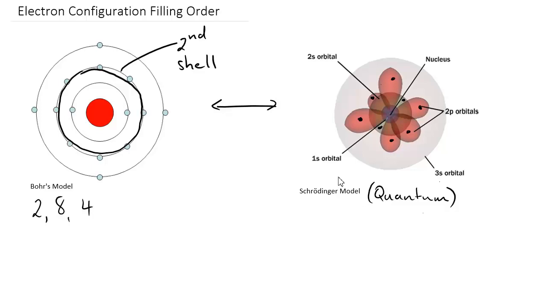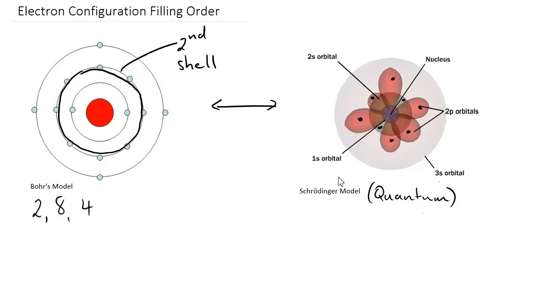Okay, so Schrodinger's model is just a more specific, categorized way of looking at how electrons fill in space around the atom, and it has very important implications in quantum physics, which you do not have to worry about when you're doing chemistry in year 11 and 12. So don't worry about that.